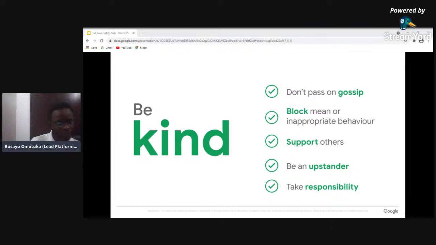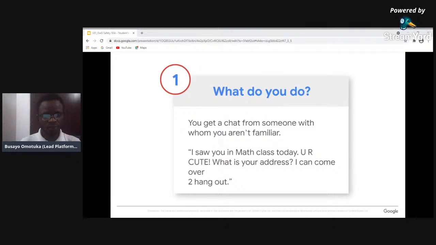I'm sure we know that our students at times can be naughty. I mean they can be very troublesome, right? So we are going to be going through some scenarios, and the teacher should ask the students what they can do in each scenario. The first scenario we have here is: you get a chat from someone you are not familiar with, saying, "I saw you in the math class today. You are cute. What is your address? Can I come over to hang out?"